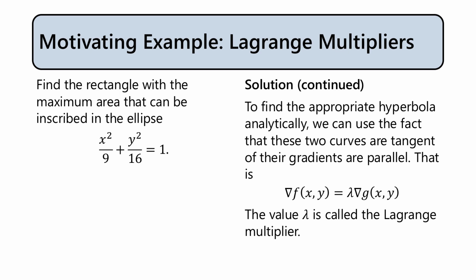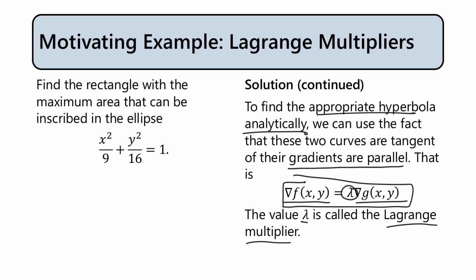So that's what I've written here. So we want to find the appropriate hyperbola analytically, and using the fact that the two curves are tangent when their gradients are parallel, that's saying that we find the gradient of f and set it equal to lambda times the gradient of g, where we call this lambda the Lagrange multiplier. Okay, so it's going to help us narrow down to the multiple of the gradients that are in the same direction, so they're tangent to each other. All right, so this is the equation when we're talking about one constraint. I'll write that down. One constraint.